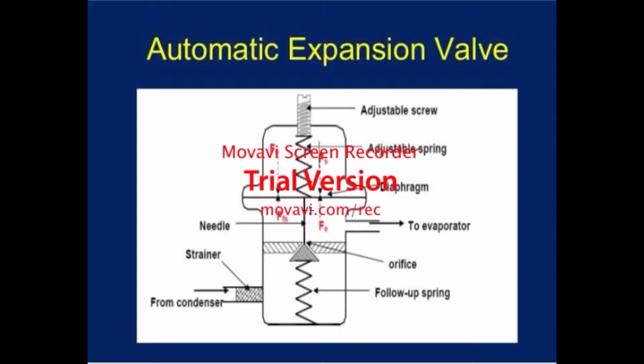If the pressure increases, we'll close the supply of refrigerant. So that's why the flow into the evaporator is controlled. We can control the flow rate.